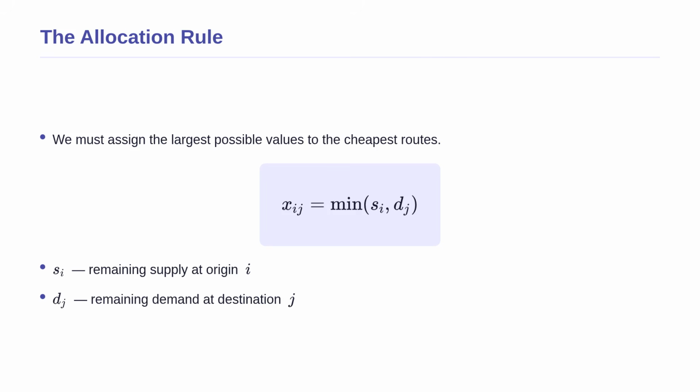But how much can we actually ship? This allocation formula gives us the rule. The amount we ship, X sub ij, must be the smaller of two available limits: the remaining supply at the origin, S sub i, or the remaining demand at the destination, D sub j. For example, if a factory has 10 units, but the store only needs 4, we can only ship 4. We always take the minimum of the two values.